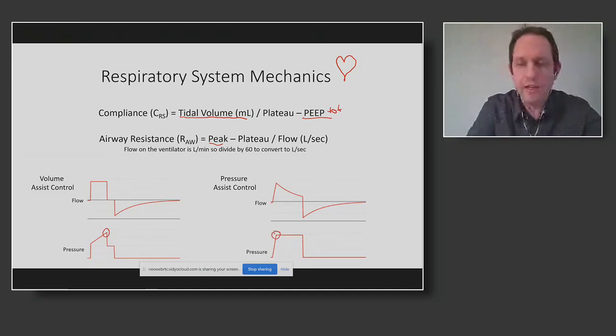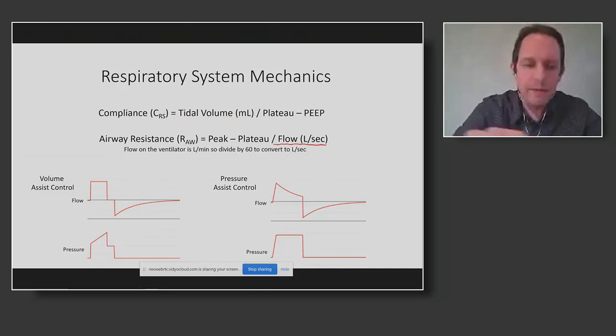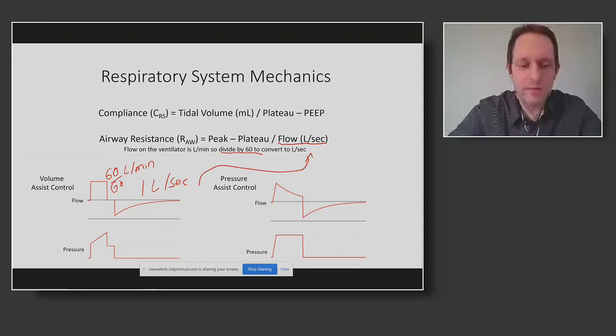But where it gets a little complicated, again, for getting compliance and airway resistance, let's just talk about airway resistance and flow. So as you know, in volume control, if you're using constant flow, you have a set flow rate that does not change. Of course, in pressure control, you have pressure that does not change. Now with this flow, you can set a value. And for this example, I'm going to give 60 liters per minute of flow. And of course, in the resistance calculation, you need liters per second. So all you need to do to convert it is to divide by 60. Well, of course, that gives you 1 liter per second to plug into this calculation.